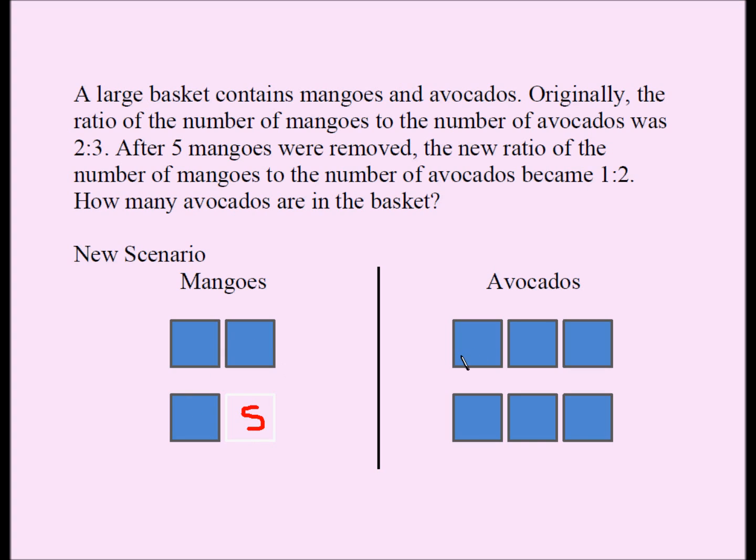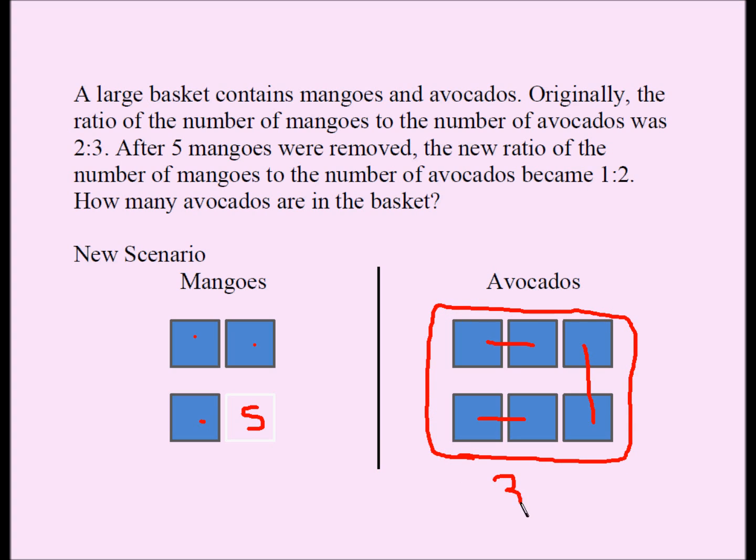I have 3 here in the original case, and I have 6 here, and that is 1 to 2. For every 1, I have 2. And I'm almost done. If each box represents 5 mangoes or 5 avocados, this part, 5 times 6 is 30. So I have 30 avocados. That's my answer. That's the visual way.